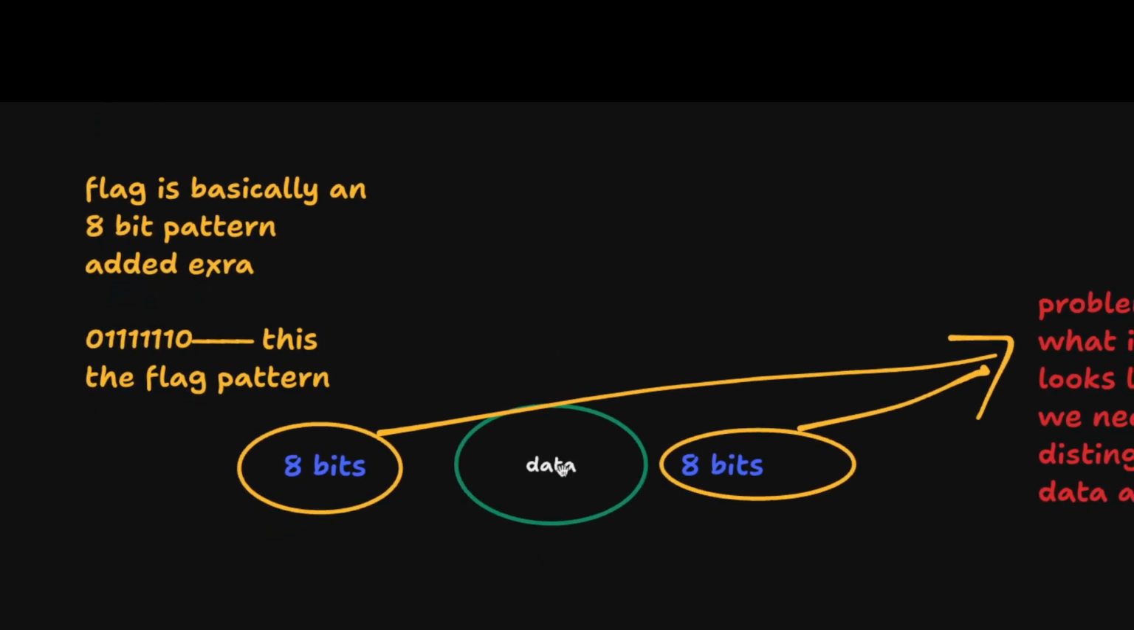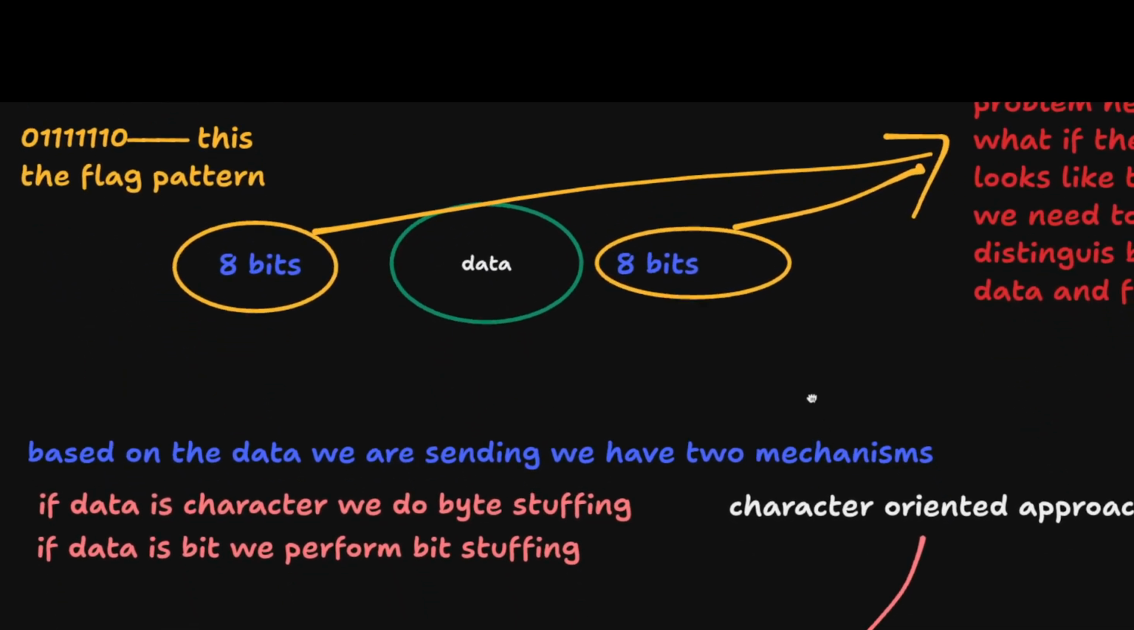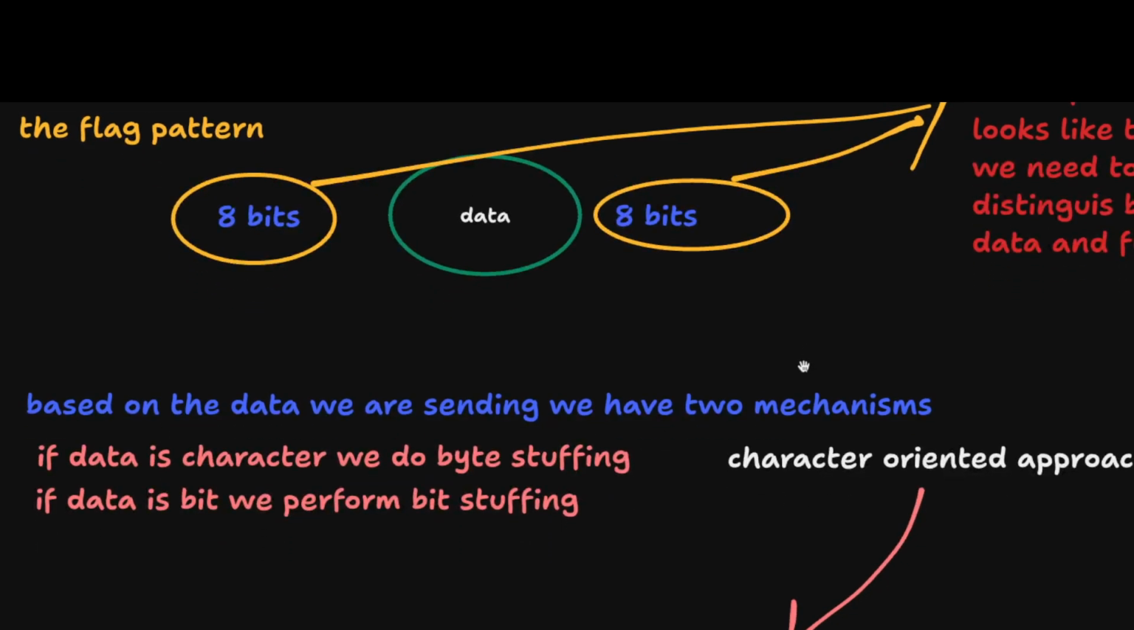Now the problem is, the flag pattern is generally 0 followed by 5 ones and then again a 0. What if my data has this flag pattern? Then the receiver will think this was the start or this was the end, but in actuality that will not be my data, right? So we need some mechanism to distinguish between the flags and the data being sent.